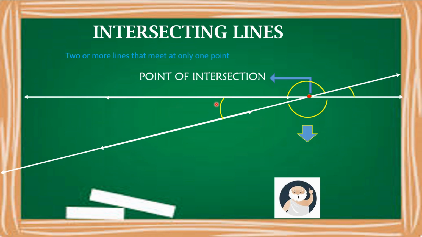Intersecting lines form angles. Angles are these spaces formed between the rays. How many angles are here? This space here, 2, 3, and 4. There are 4 angles formed.